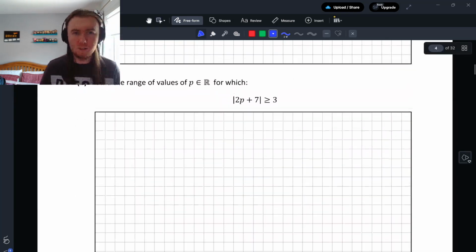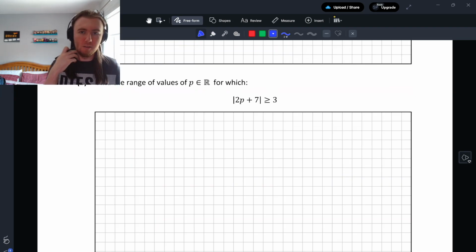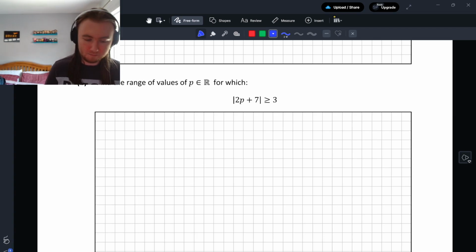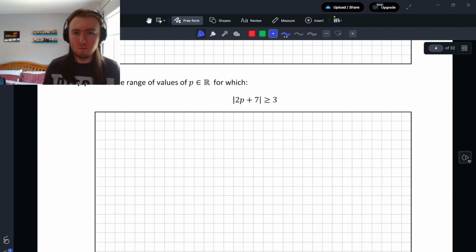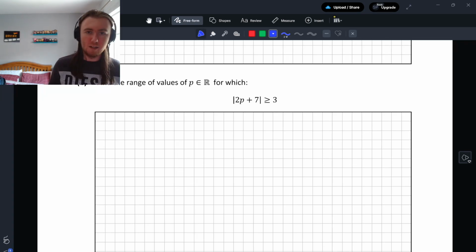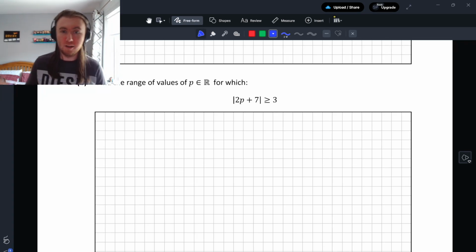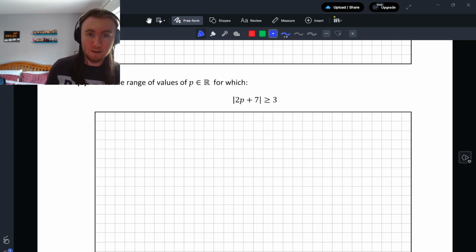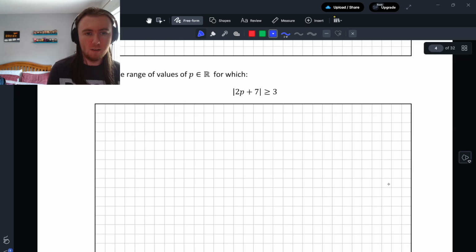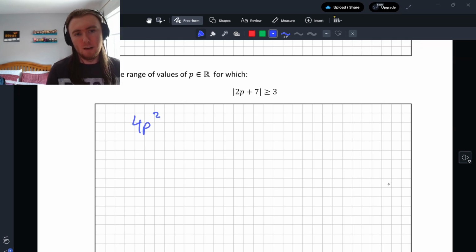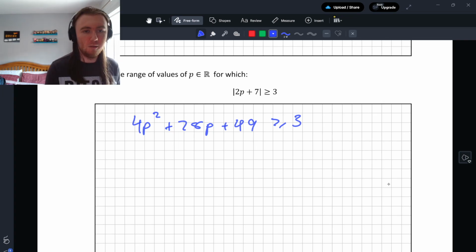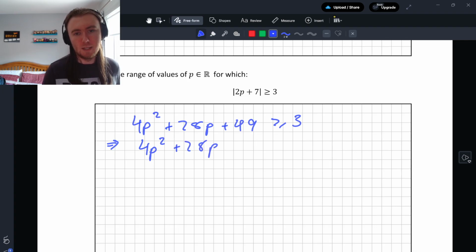Okay, spot on. Find the range of values for p for which the modulus of 2p plus 7 is greater than or equal to 3. Okay. So the standard thing with modulus inequalities is I'm just going to set it equal and see what ranges, or I can actually just square both sides, which is what I'll probably do. So squaring this, I get 4p squared plus 28p plus 49 is greater than or equal to 3.